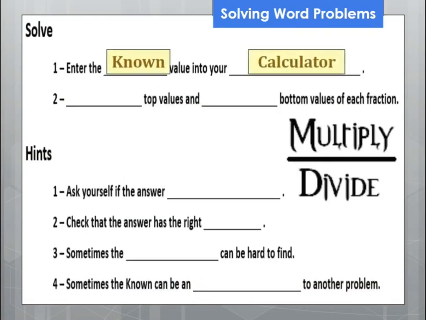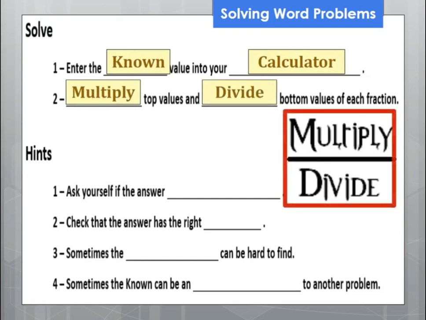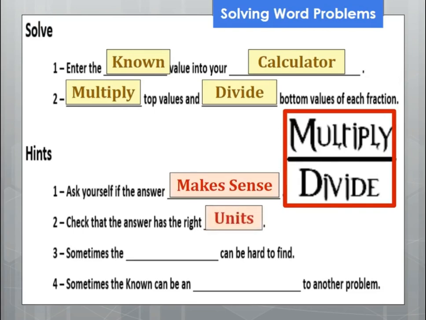Enter the known value into your calculator. Multiply top, divide bottom, like this helpful graphic shows. But do ask yourself, does the answer make sense? See that it has the right units. Sometimes that known can be hard to find, which is a huge deal. So if you get stuck, just ask your teachers.